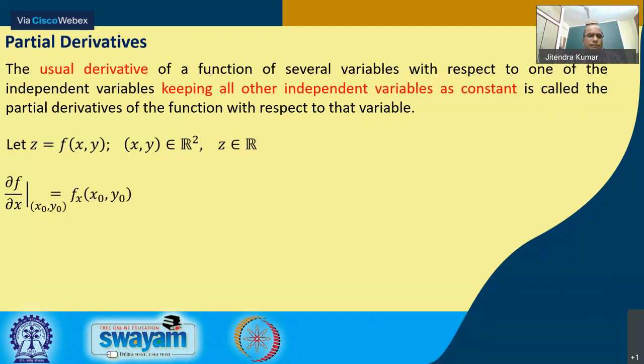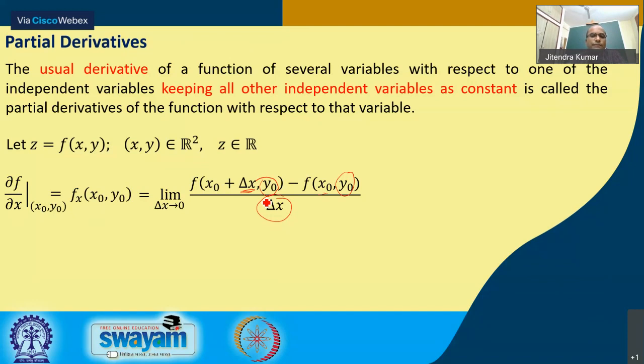Our fundamental definition is the partial derivative with respect to x at (x0, y0). This is the fundamental and very useful definition, so we should keep it in mind. Here the variation is with respect to x, because we are talking about x, and y is constant, so we have fixed y0 in both cases. We have done the variation in x0 in the first case and divided by this. That's the definition we have in single variable, and here also we are applying that definition.